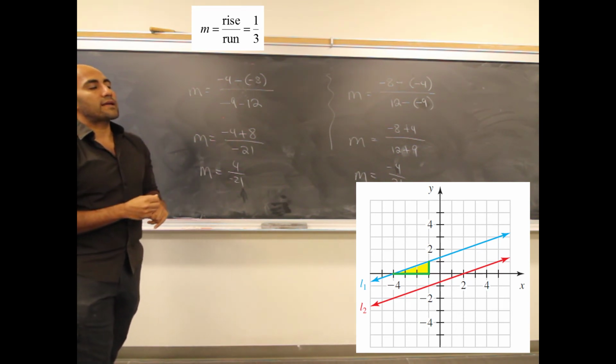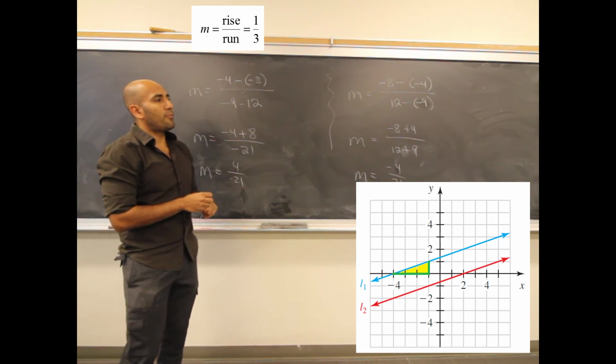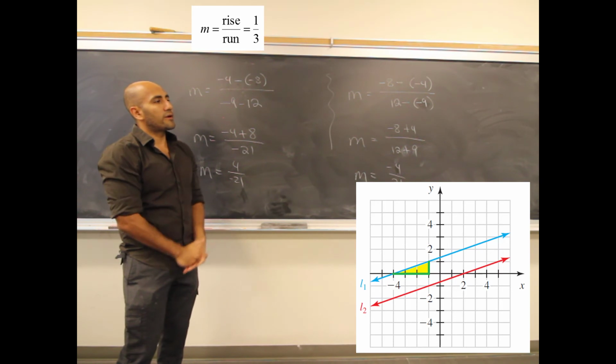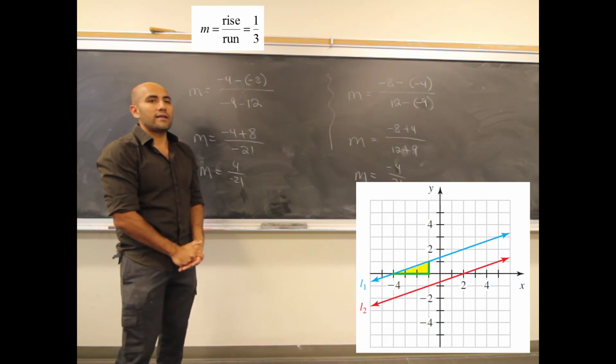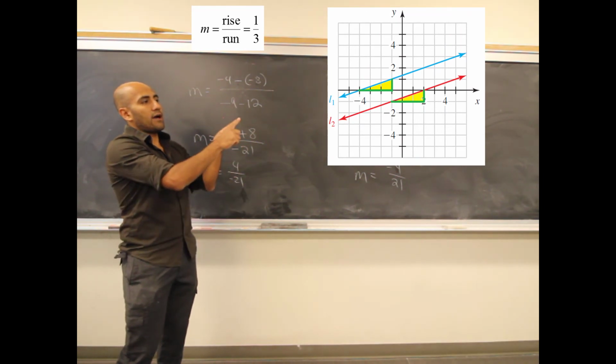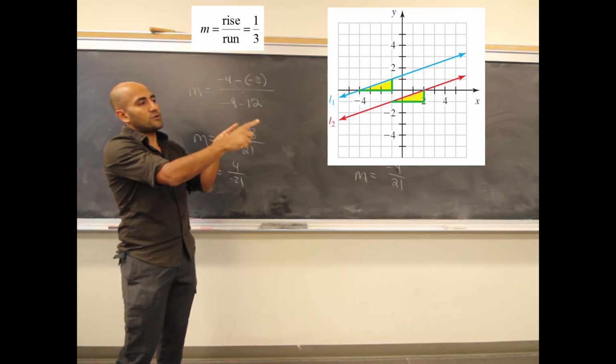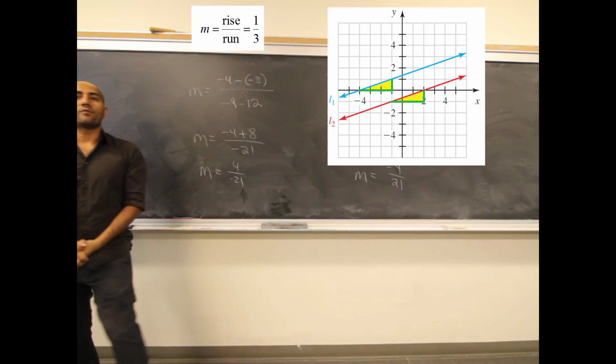And the same thing happens with the red line. We find a couple of points that are definitely on the grid. How about (2, 0) and (-1, -1)? And if we count squares in that case, 1, 2, 3, and 1, they both have a slope of 1/3.